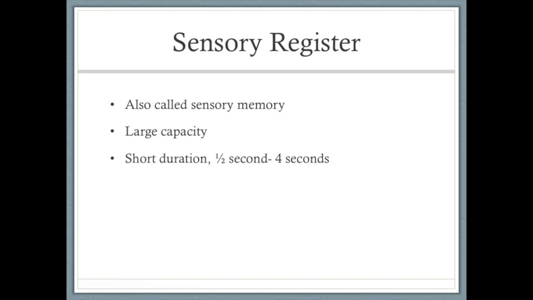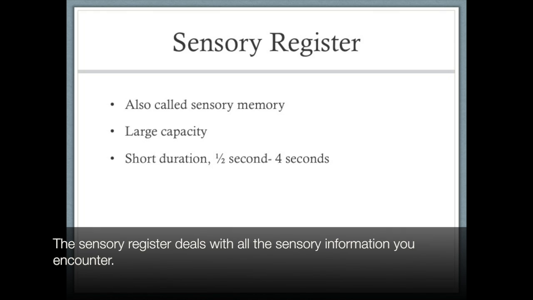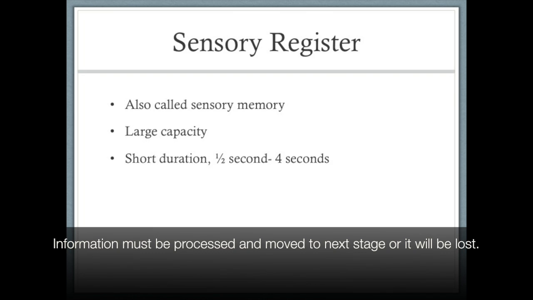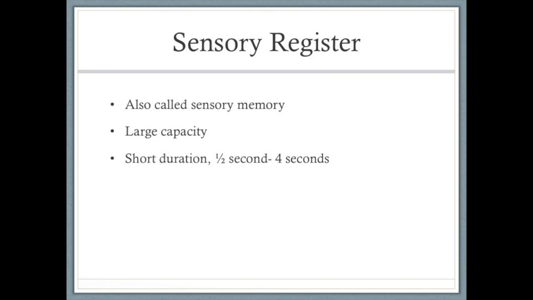First, the sensory register, also known as the sensory memory, has a large storage capacity. It can hold a lot of stuff. It has to deal with all of the sensory information you encounter on a moment-to-moment basis. However, that information cannot be stored in the sensory registry for very long, 1.5 to 4 seconds. If the information is not processed and moved to the next stage of the system, that information is gone forever, or at least it must be repeated.